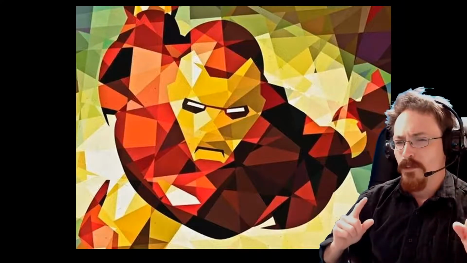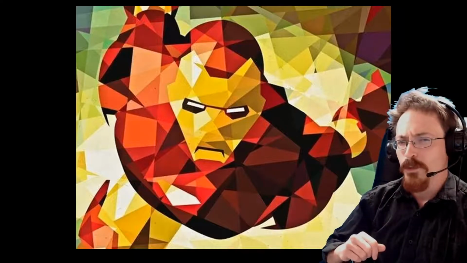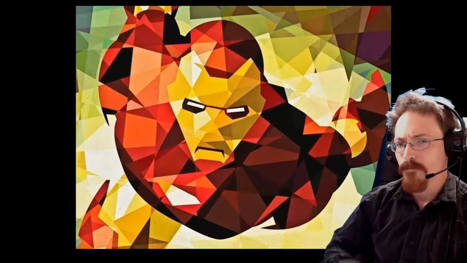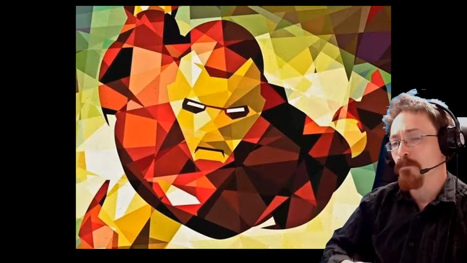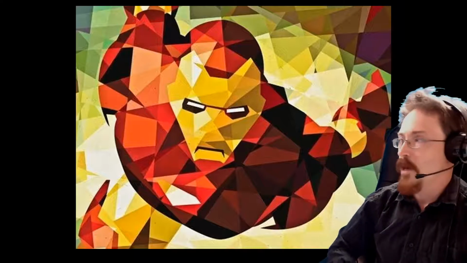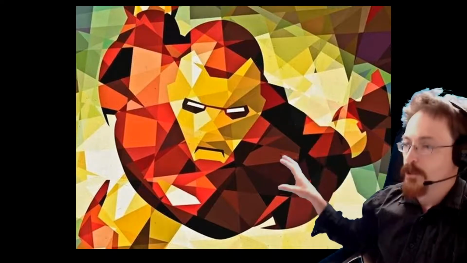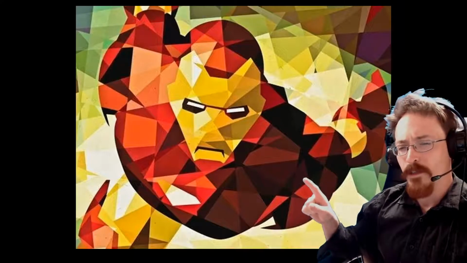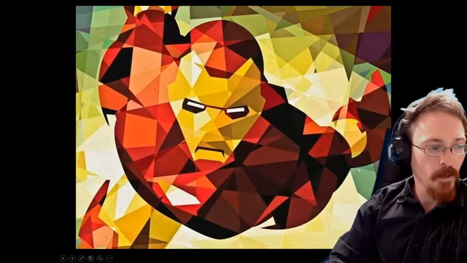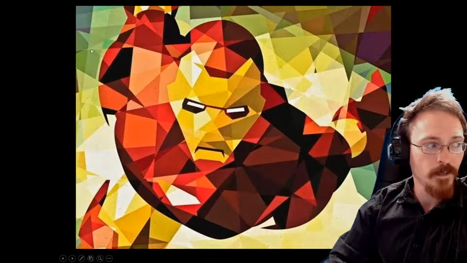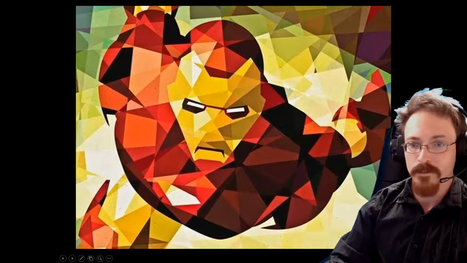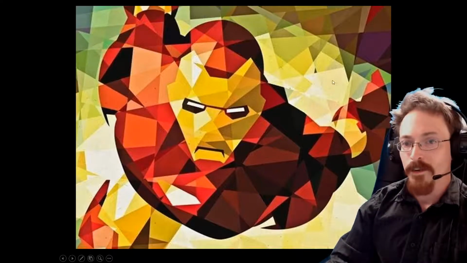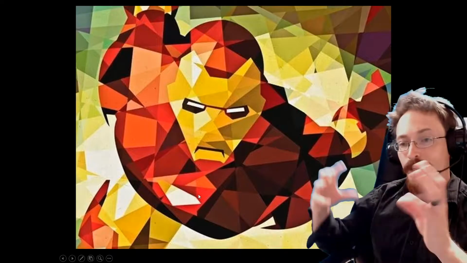Okay, one final image. Is this geometric or is it organic? The correct answer is both. And the reason why, the entire picture is made up of geometric shapes, except for one giant organic shape that is literally staring you right in the face. Iron Man himself is one giant organic shape.